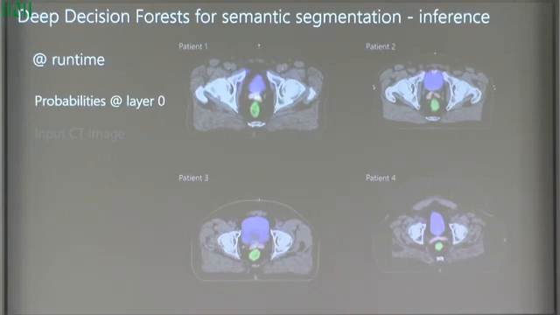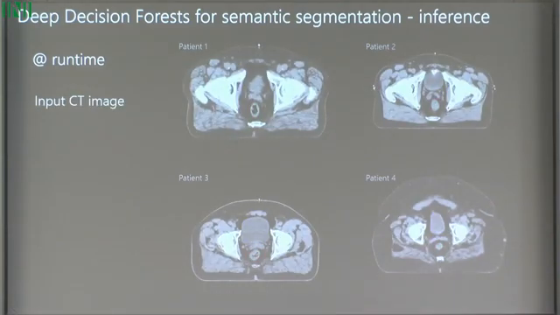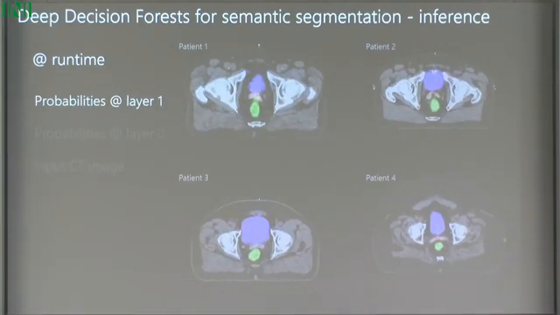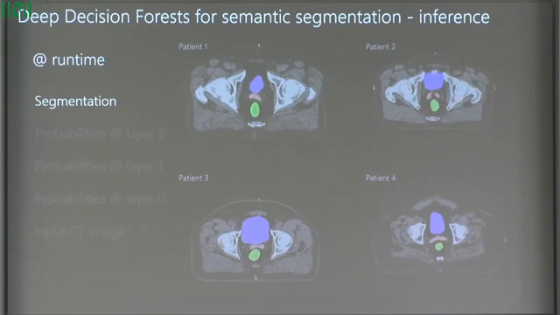And these probabilities, together with the original CT image, result in another prediction of the next level of probabilities, and so on and so forth. And finally, the last layer produces the segmentation. In practice, at least for this prostate model, the decision forests are very deep. Sometimes, for example, this model, which we have built for the prostate, is of depth 72. Right? So they're very deep and very compute intensive as well.